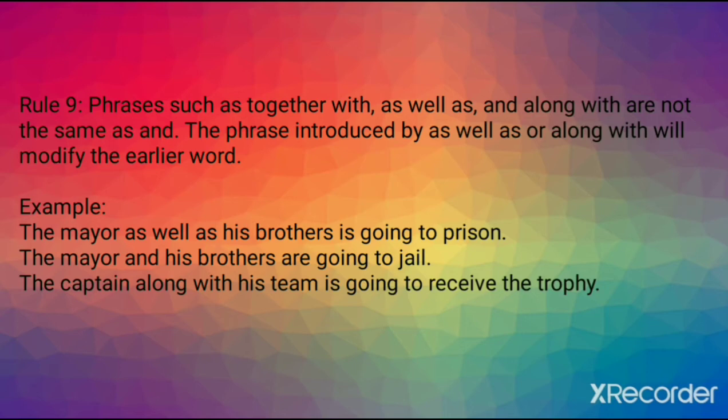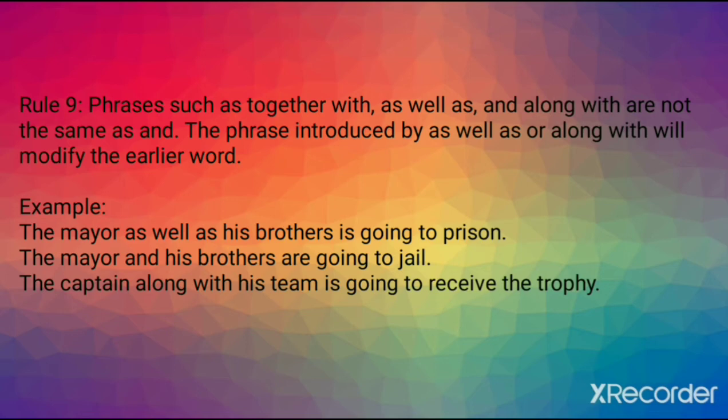Yes, here the mayor and his brothers, there are more than one subject, but we are not speaking about his brothers. Here the main subject is the mayor. We are speaking about the mayor. So the verb will be in singular form. You cannot say the mayor as well as his brothers are going to prison. We have to concentrate on the main subject, that is the mayor. The next sentence, the mayor and his brothers are going to jail.